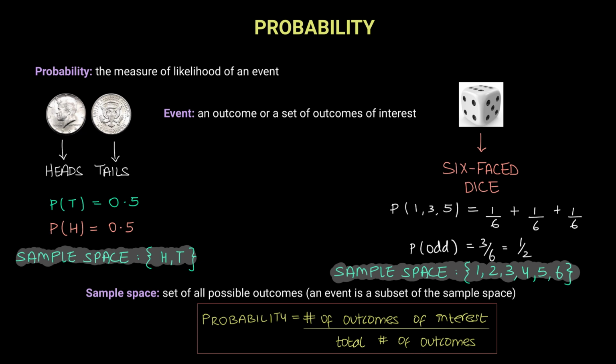Same way for the 6-faced dice, we had 3 outcomes of interest. Our outcomes of interest were 1, 3, or 5. So we had 3 outcomes of interest, so you could simply just say 3. And how many outcomes were there in total? There were 6 outcomes in total. So whether you find them all individually or whether you find them all together, it is the same thing. It will give you the same probability.